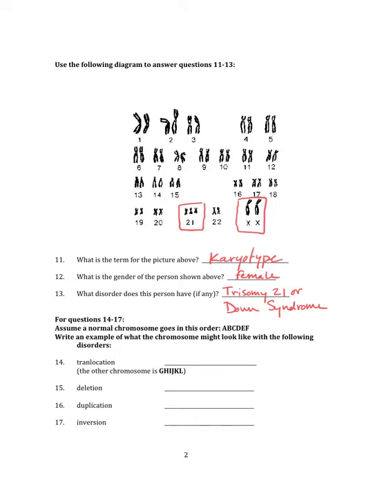The next question is going to go over some different types of mutations. So the question says, assume a normal chromosome goes in this order. And these are all genes, gene A, B, C, D, E, and F. So now you're going to write examples of what the chromosome would look like if the following disorders occurred. Because remember, you can have a disorder or a mutation that changes the order of the genes on a chromosome. So first is number 14.